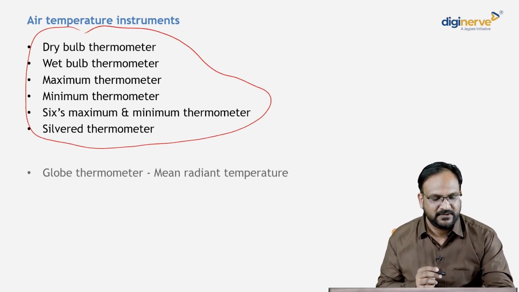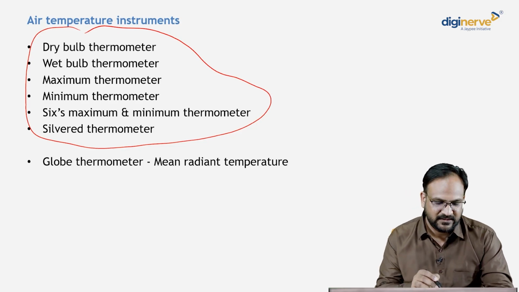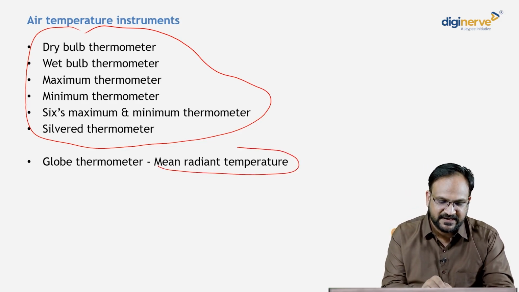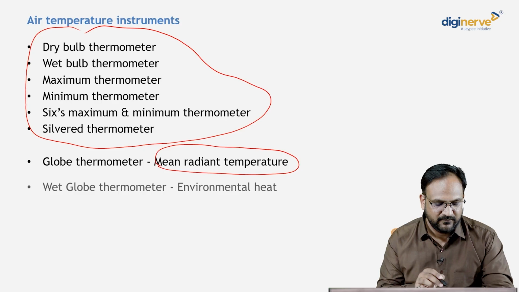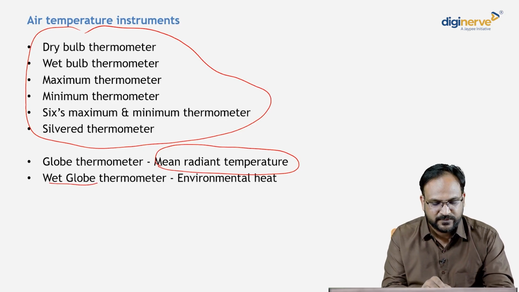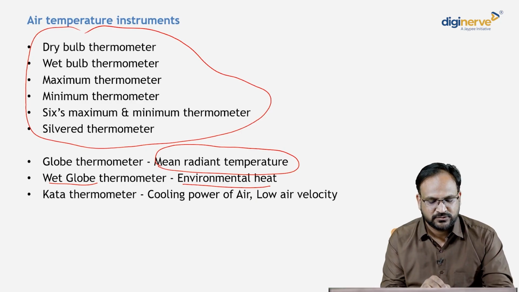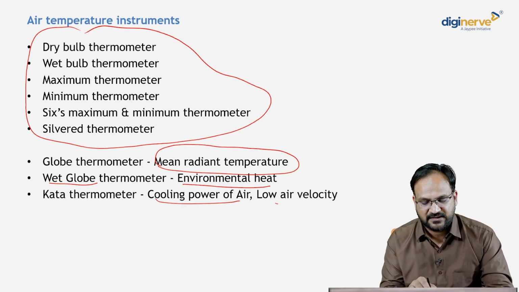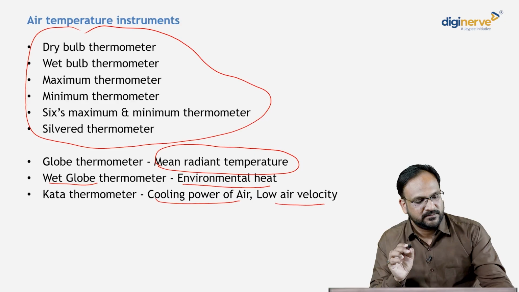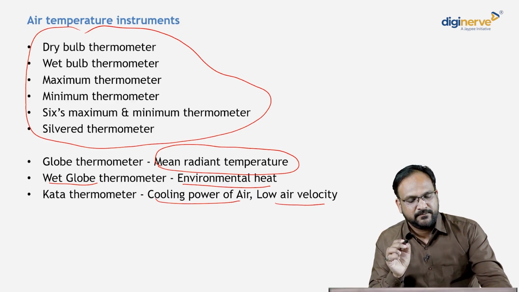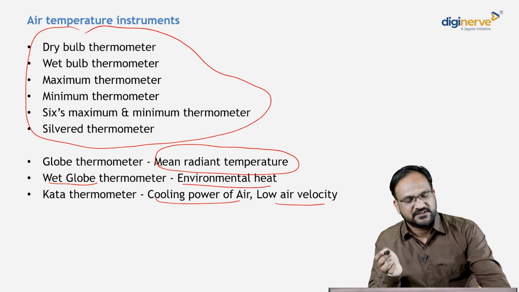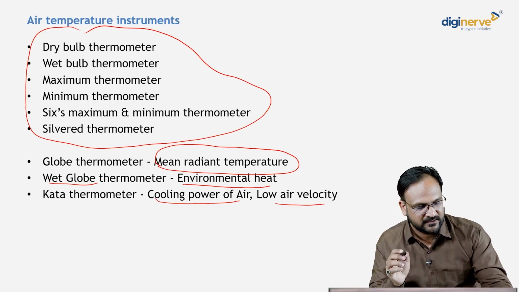And a few more thermometers: the globe thermometer is used to measure the mean radiant temperature, while the wet globe thermometer is used to measure the environmental heat, and the Kata thermometer is used to measure the cooling power of the air and the low air velocity. So nowadays it is used to measure the low air velocity rather than the cooling power of the air.